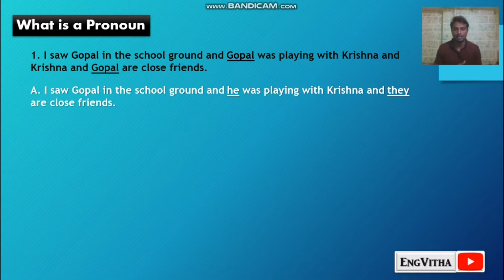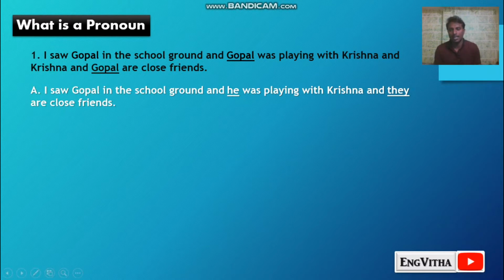Here we mentioned Krishna, that Gopal was playing with Krishna and they are close friends. We already mentioned that Krishna and Gopal were playing. So here we need to convey their two names in one pronoun, that is, they are close friends. Here the pronoun they will be understood that we are talking about Gopal and Krishna. So in the entire sentence, firstly we introduced whom we are talking about, that is Gopal, and he was playing with Krishna.